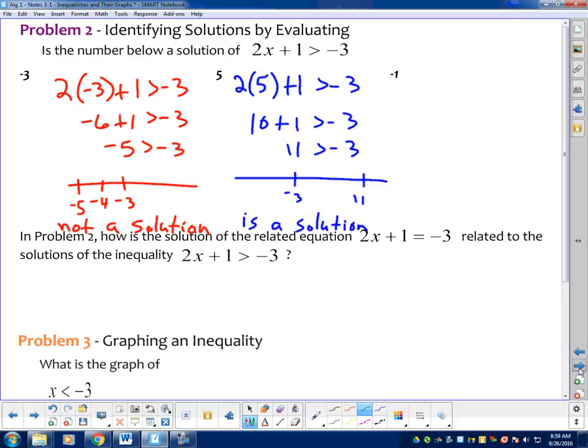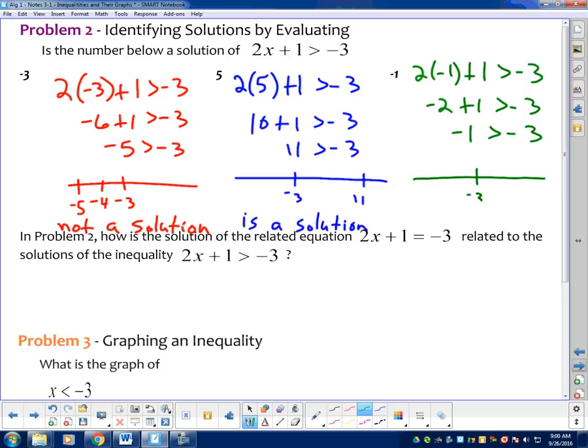All right, one more here, -1. We're going to plug in -1. 2 times -1 plus 1 is greater than -3. -2 plus 1 is greater than -3. Here I have -1 is greater than -3. On the number line, if this is -3, this would be -2, and this would be -1. So we can see visually that -1 is bigger than -3. So this is a solution. So you can test solutions in an inequality, excuse me, one at a time.